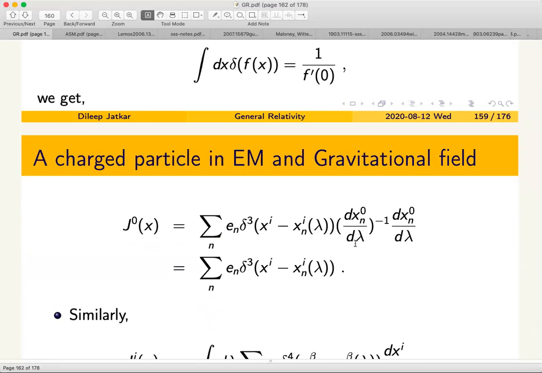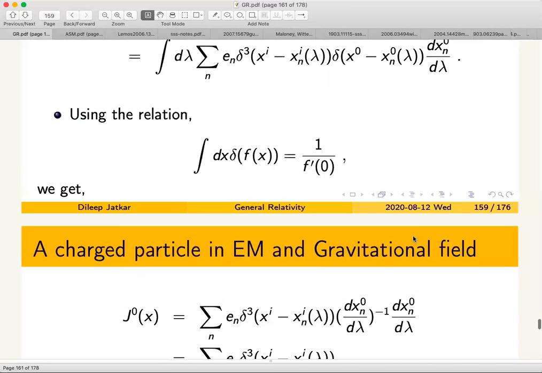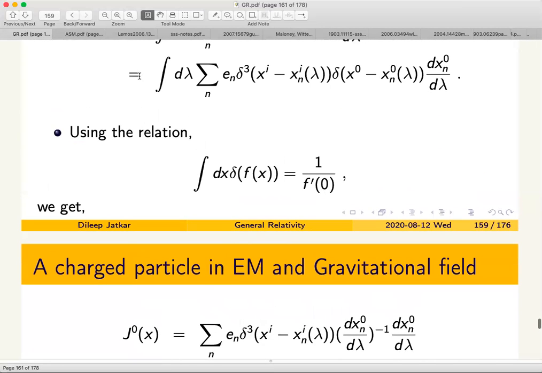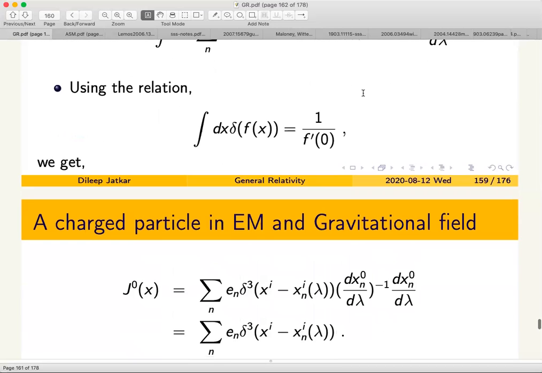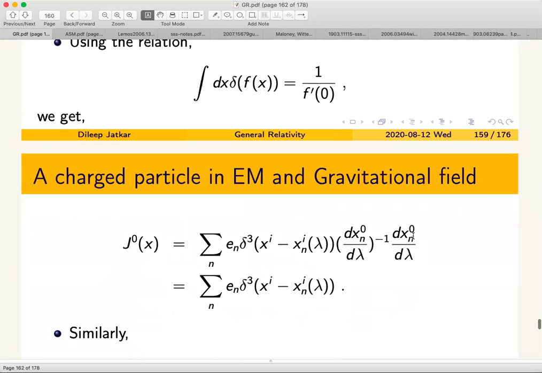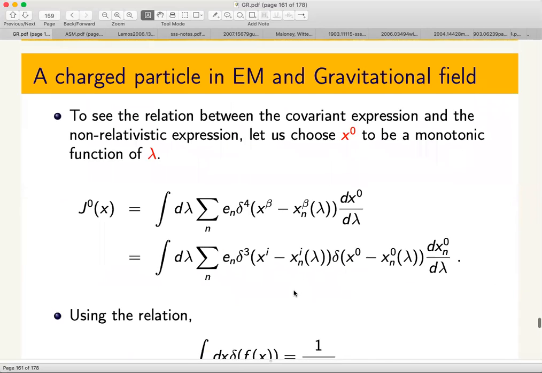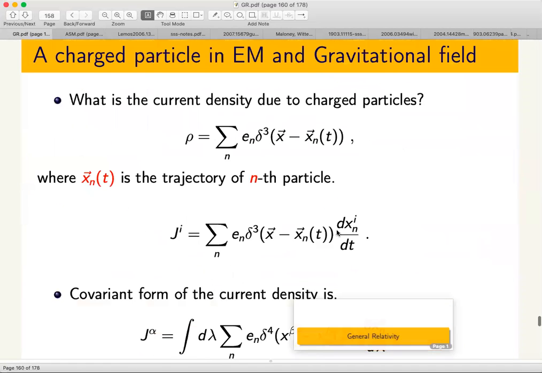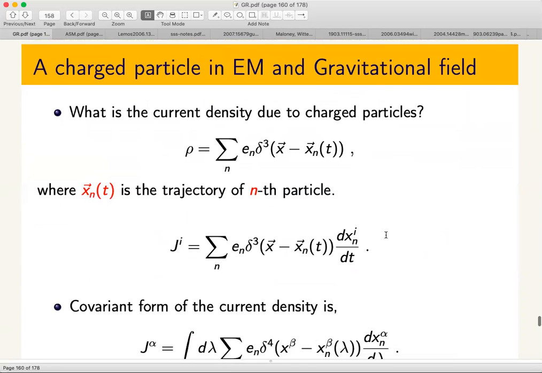So if you do that, then you get a quantity which is dx0n by d lambda inverse. Okay, this is looking horrible, but I will correct it. Maybe a bigger bracket will help. Inverse times dxn by d lambda, which is the original term. So when you carry out this integration of the temporal delta function, you get this inverse quantity, which cancels with this piece, and you get the charge density, which is En times delta cube, which is precisely the quantity that we had written down earlier. Okay, with only the spatial delta function integrations.